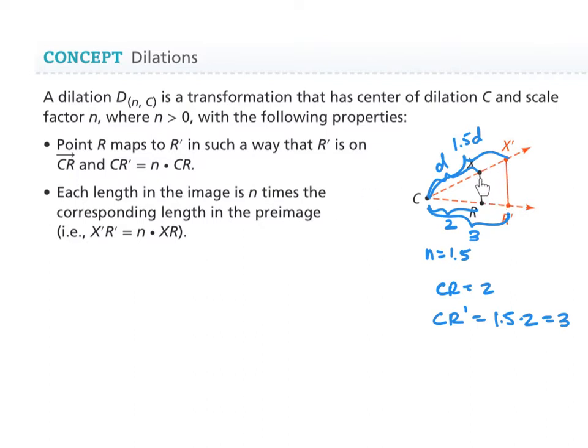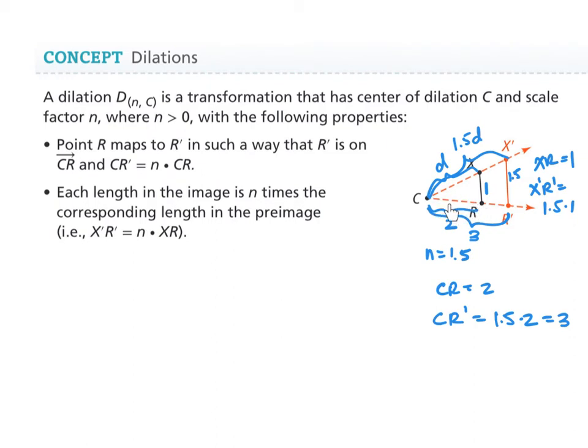So let's say that this length here, XR, let's suppose that was 1 unit in length. Well, then if XR equals 1, then X prime R prime is equal to 1.5 times 1, or in this case that would be 1.5. So those two properties are really the basis of what a dilation does.